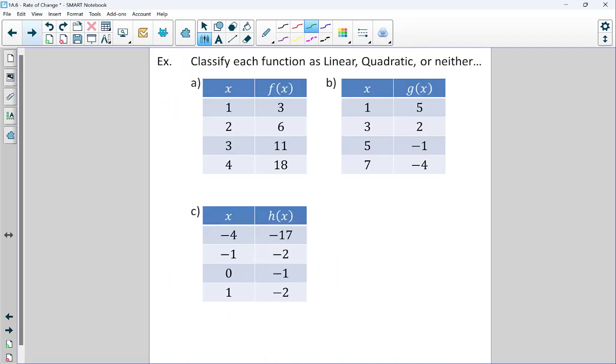All right. So a few more similar practice problems. Here are three functions that may represent polynomials. I want you to classify each one of these as a linear function, a quadratic function, or neither. Pause here, play when you're ready.